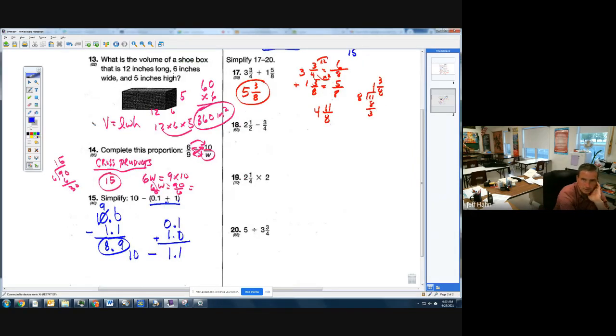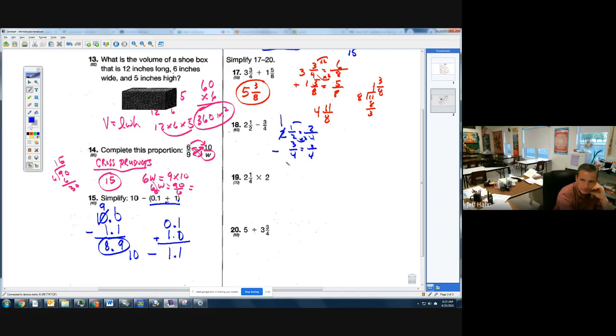Let's go with problem number 18. 2 1/2 minus 3/4. Again, making common denominators, I get a 4 and a 4. This becomes times 2 times 2. Here's the problem, ladies and gentlemen. I can't take 3/4 from 2/4, so I have to borrow from the 2.